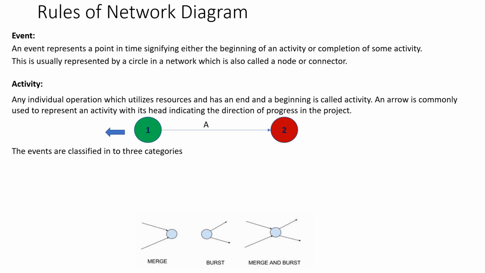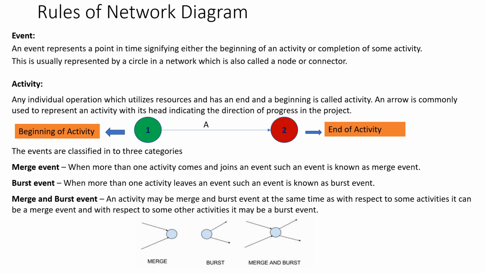The events are classified into three categories. The three categories are merge event, burst event, and merge and burst event. When more than one activity comes and joins an event, such an event is known as merge event. When more than one activity leaves an event, such an event is known as burst event. An activity may be merge and burst event at the same time, as with respect to some activities it can be a merge event, and with respect to some other activities it may be a burst event.